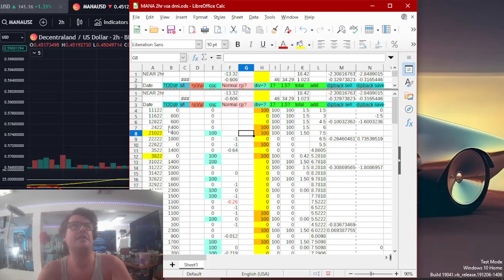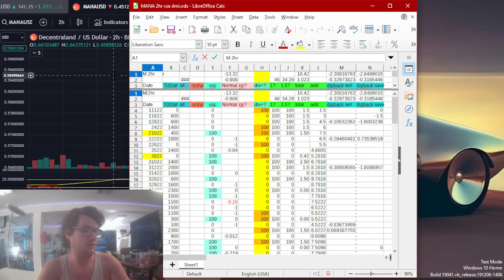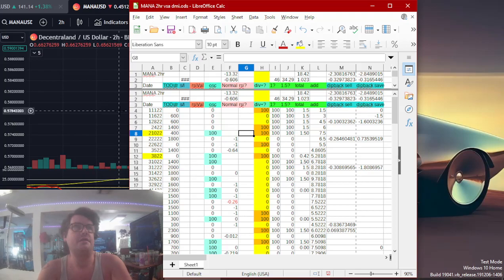So, why does this say near? I must not have changed it. Alright, so 210.4.